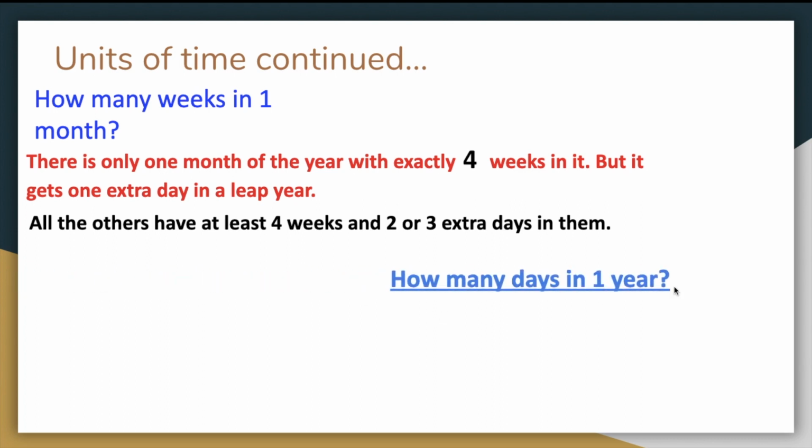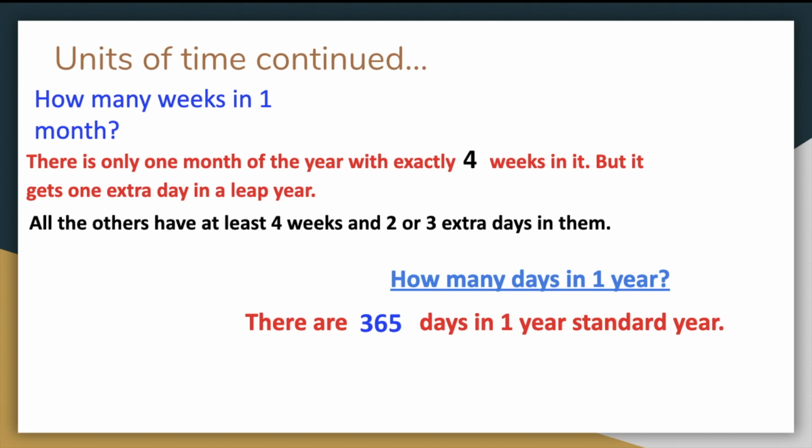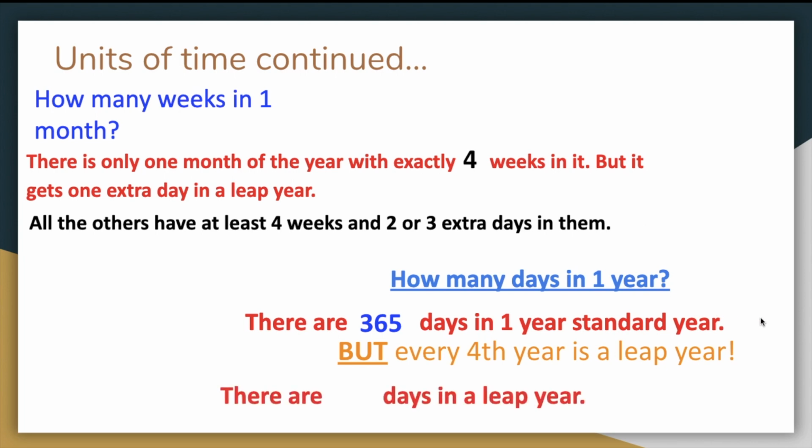How many days in 1 year? There are 365 days in 1 standard year, but every 4th year is a leap year. There are 366 days in a leap year.